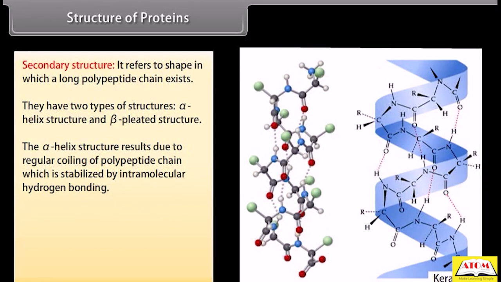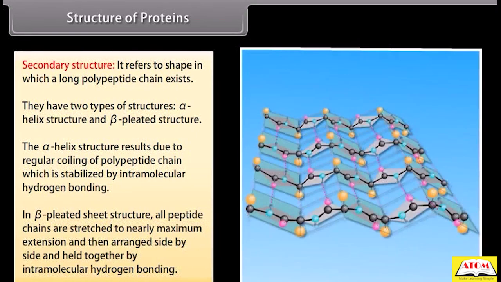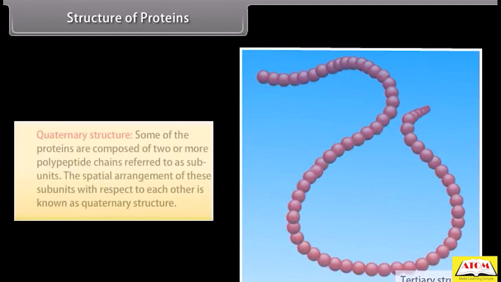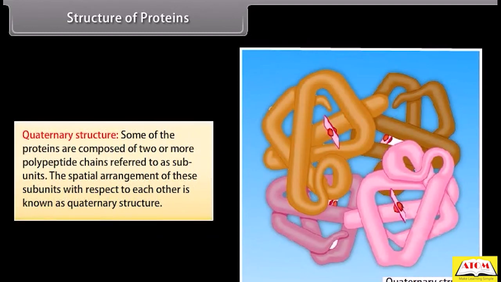For example, keratin. In beta pleated sheet structure, all peptide chains are stretched to nearly maximum extension and then arranged side by side and held together by intramolecular hydrogen bonding. For example, silk. Tertiary structure. It represents further folding of the secondary structure. Quaternary structure. Some of the proteins are composed of two or more polypeptide chains, referred to as subunits. The spatial arrangement of these subunits with respect to each other is known as quaternary structure.